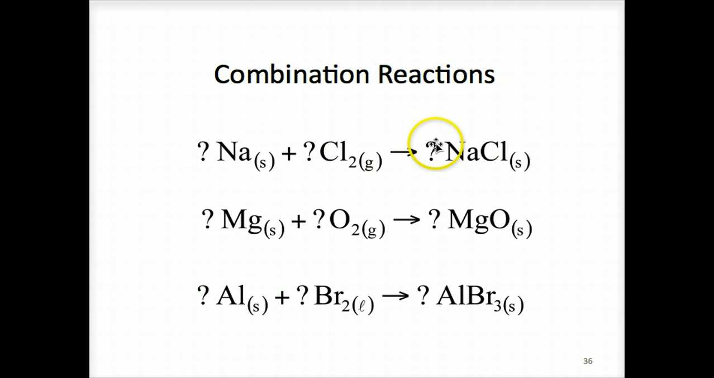If I put a 2 here, which you should do on paper, write this out on paper. If you put a 2 there, you now have two chlorines, but you do not have two sodiums on this side. So you will need to put a 2 here and a 2 here. Write that on paper and confirm it for yourself.